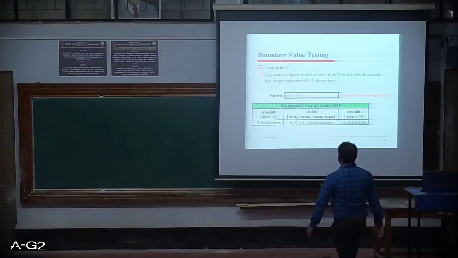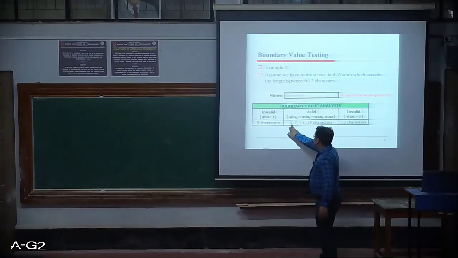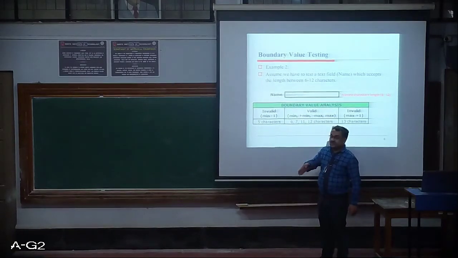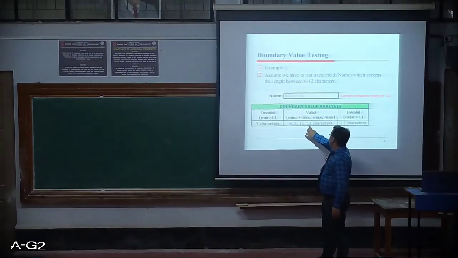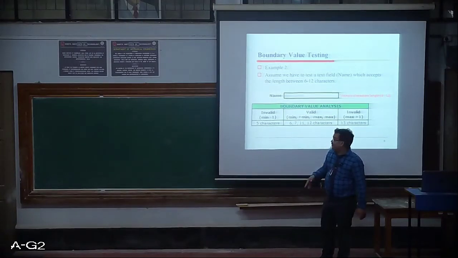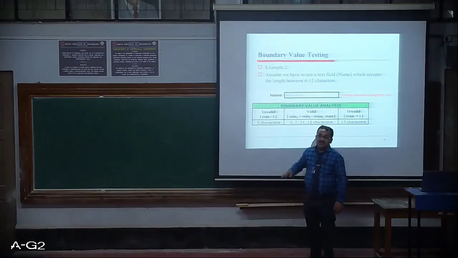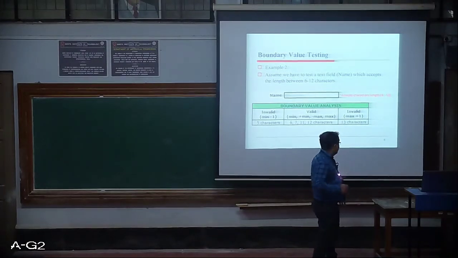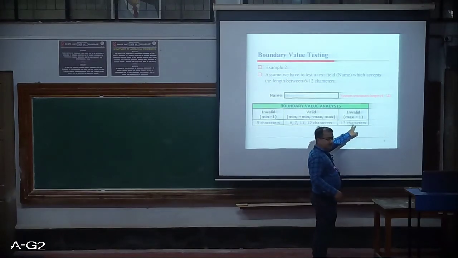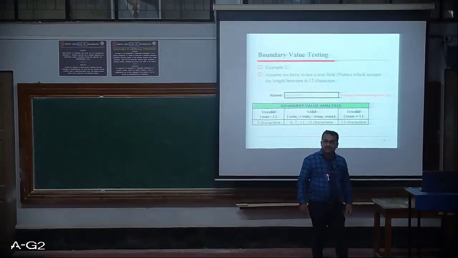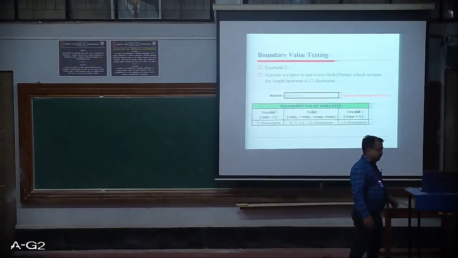Like in the previous case, we have 6 on the boundary, 7 just above the boundary. 11 and 12 are the other extreme. 12 is the maximum, 11 is 1 less than the maximum. The invalid range in boundary value analysis is 5, 1 less than the minimum, and maximum plus 1, that is 12 plus 1, 13 is invalid.